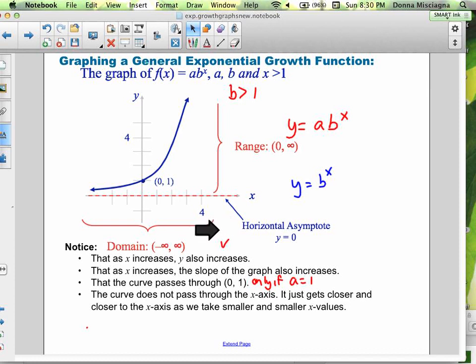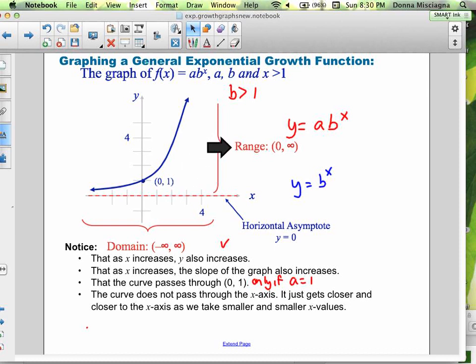Right? The domain of all exponential growth functions is negative infinity to infinity. Matter of fact, the domain of all exponential functions is negative infinity to infinity. In other words, your exponent can be any real number. It could be a fraction. It could be negative. It could be positive. It could be very small. It could be very large. Anything at all. It could be 0. Anything.